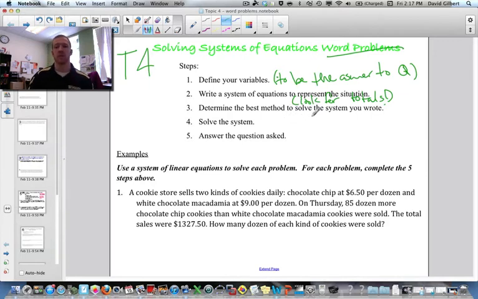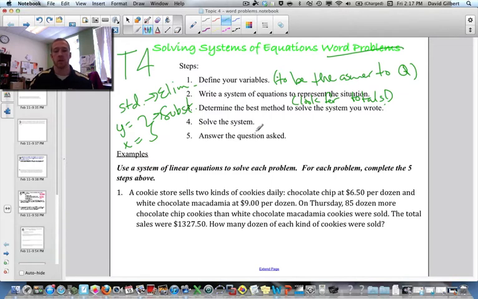Then you determine the best method. If it's in standard form, then you want to use the elimination method. If one of them is solved, like a y equals or an x equals, then you're going to use the substitution method. It's probably easiest. Then you solve the system and answer the question that was asked.